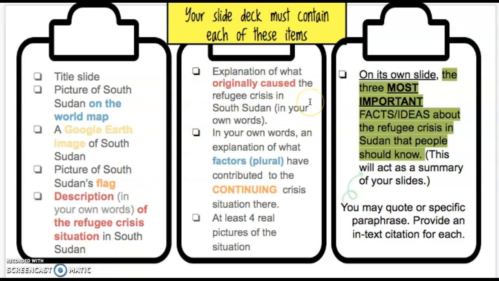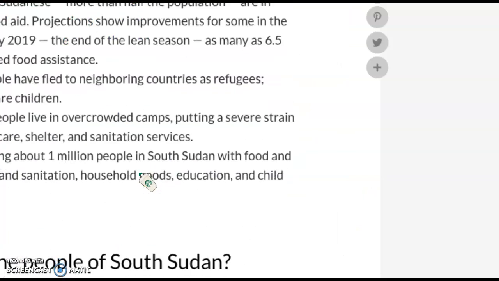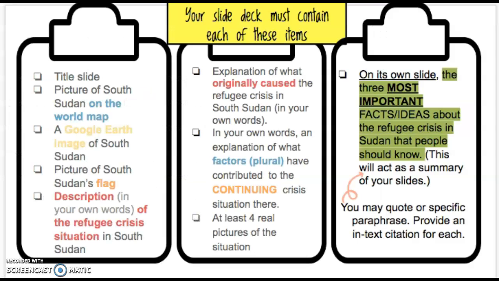There is an original cause of the refugee crisis in South Sudan, which again, you'll see through your research. You're going to have to put it into your own words. All of these things, for the most part, are your own words. And then there's a difference. Now, that original cause is still an issue, but there's at least one other factor that is also causing a continuing crisis situation there. So if you go to that site and read through it, it will go through all of that stuff for you. Okay, so you need to find it, put it into your own words. The next one, again, we're back to pictures.